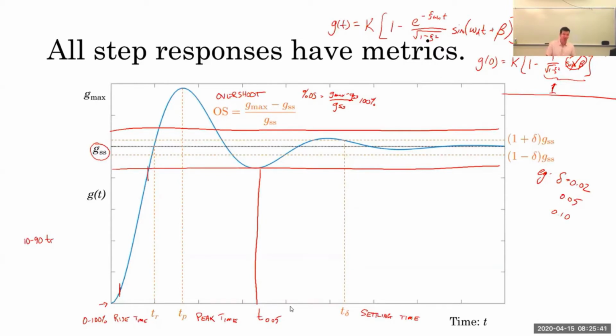But good. Delta is a tolerance. And if your tolerance gets looser, then your performance gets better. Said the other way, if your tolerance gets tighter, then the metric will get larger, will get worse.